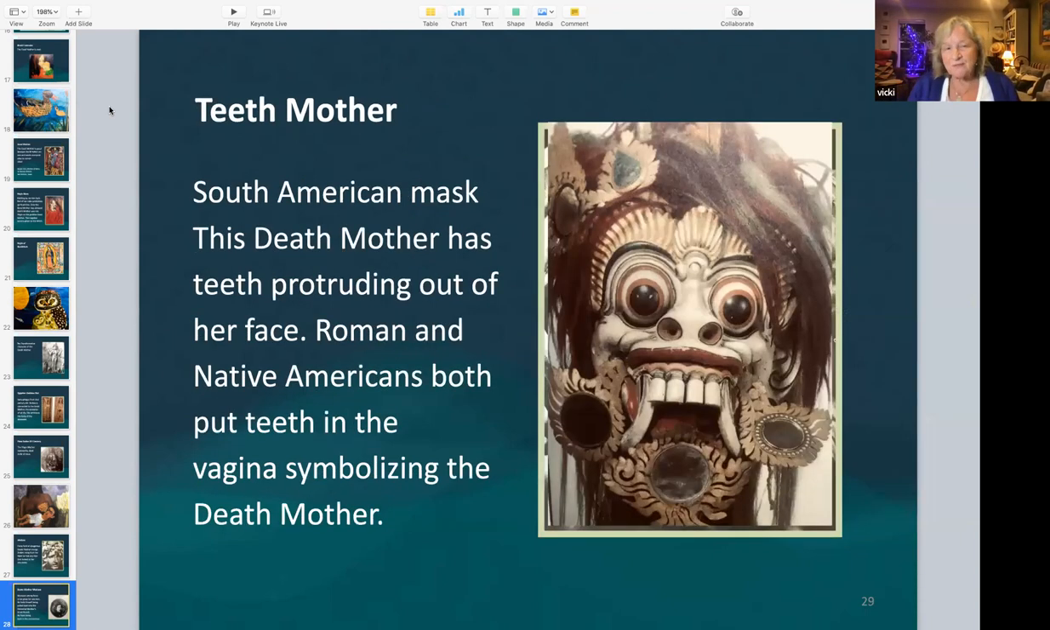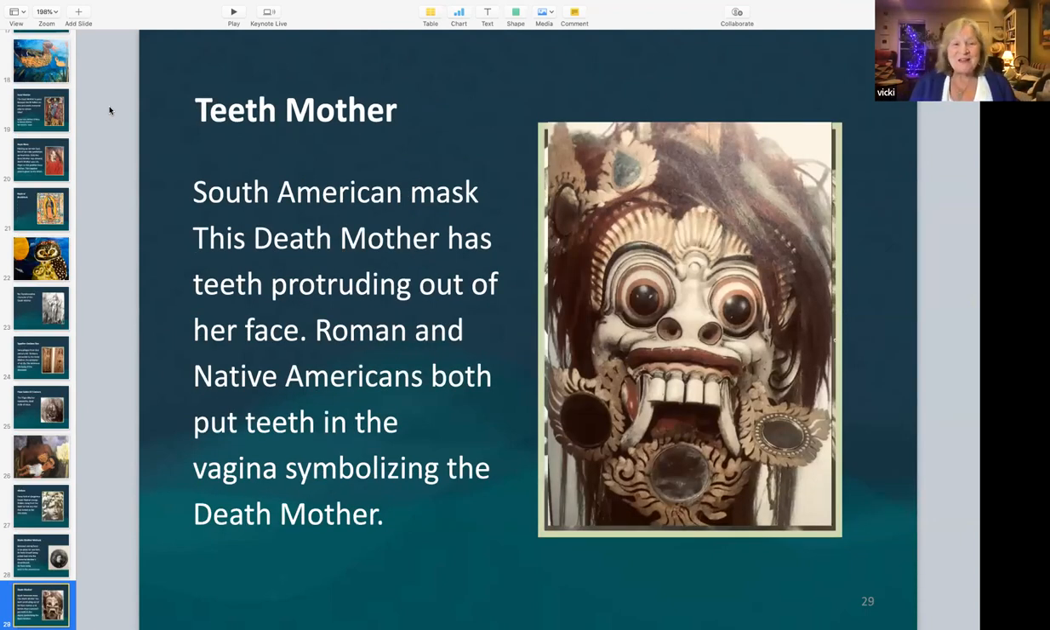And oh, I love this mother. This is one of the death mothers. Teeth mother. Teeth mother is a South American mask. This death mother has teeth protruding out of her face, as you can see. It has Roman and Native Americans both. In my reading, I actually read that in Roman and Native American cultures, both, they put teeth in the vagina images symbolizing the death mother, and I looked and looked, and I could not find those images, and I really wanted to.